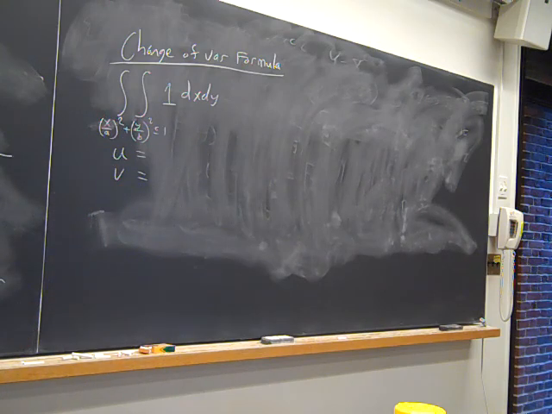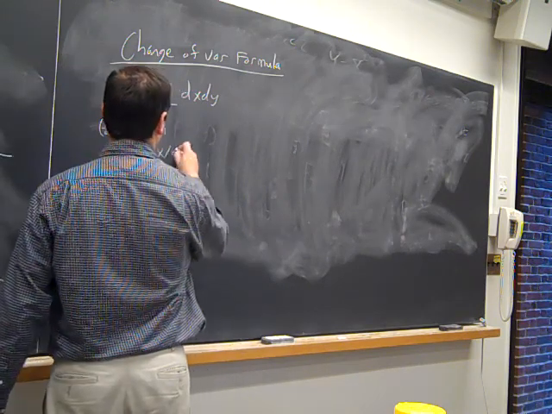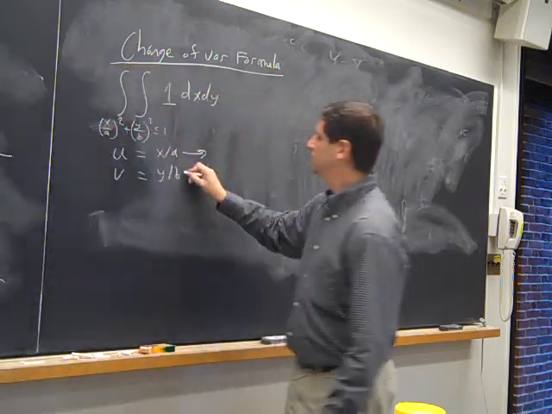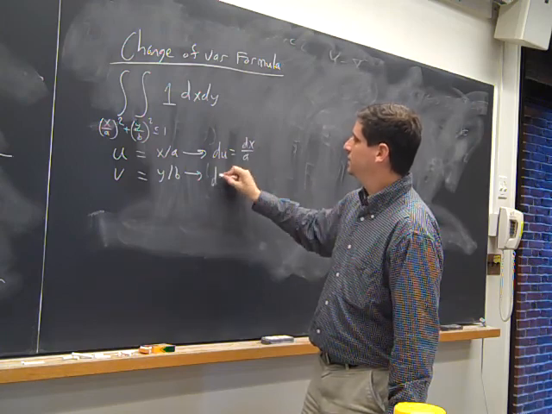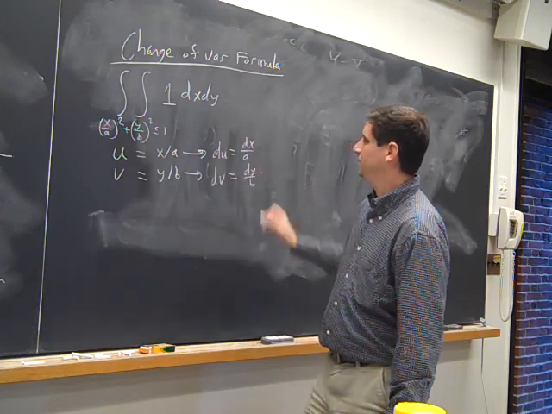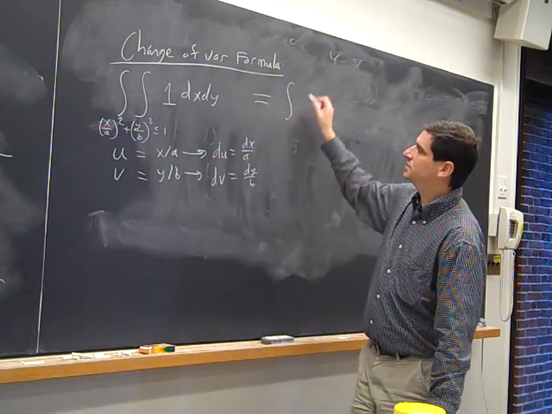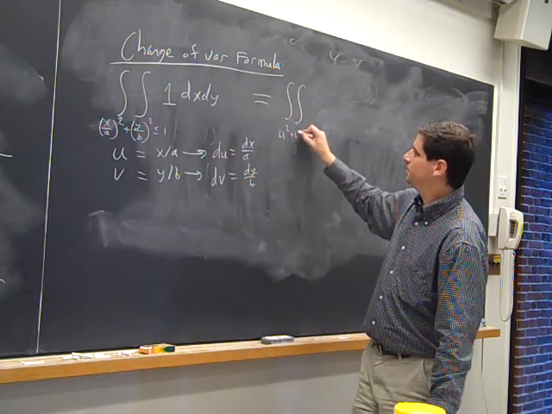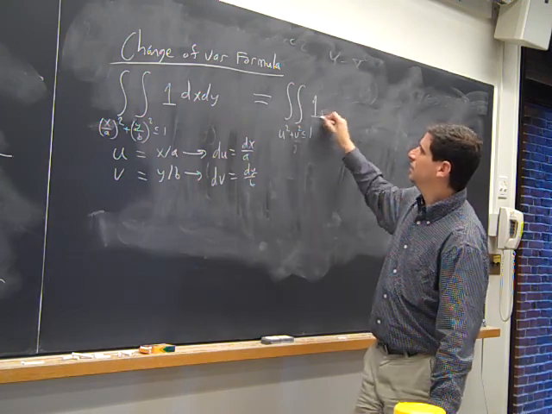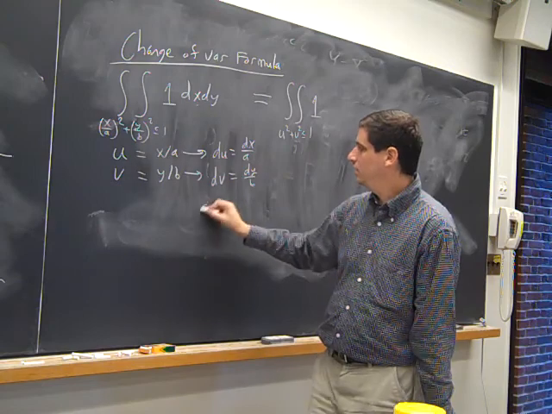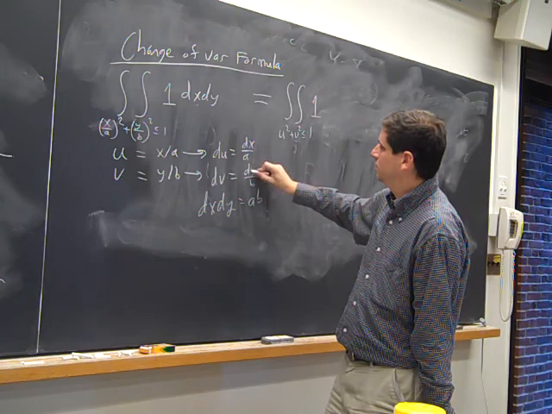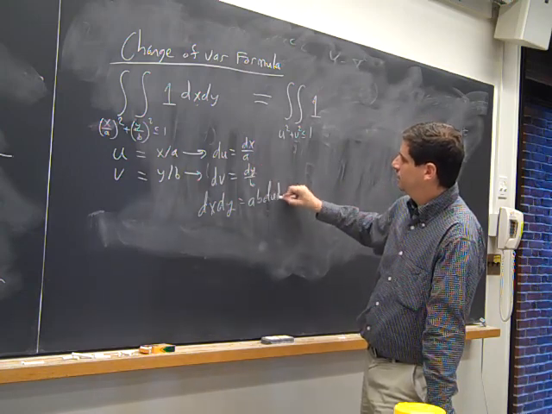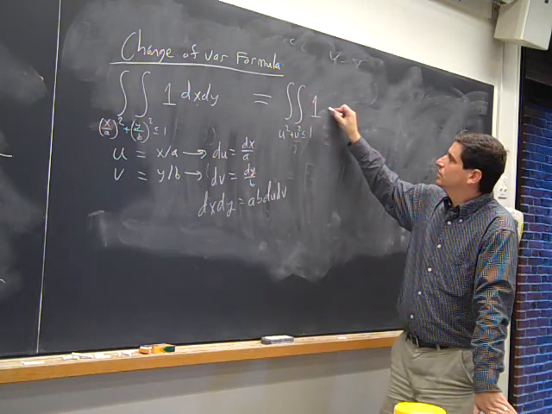So I've got (x/a)^2 + (y/b)^2 less than or equal to 1. u would be x over a, and v would be y over b. This would then give us du is dx over a, dv is dy over b. So this integral becomes the integral over u squared plus v squared less than or equal to 1. But now what does dx dy become? Well, dx dy is just ab du dv.